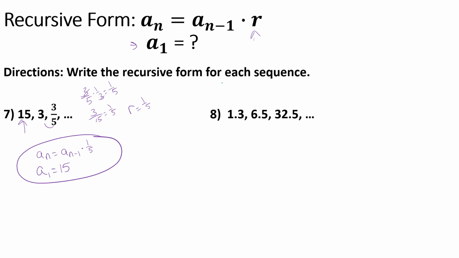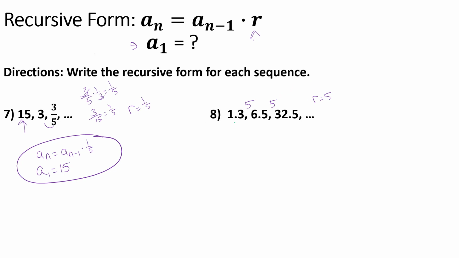All right, let's try that again. I'm going to go ahead and find my common rate. So 32.5 divided by 6.5 gives me 5. 6.5 divided by 1.3, that also gives me 5. So I know my rate is equal to 5.